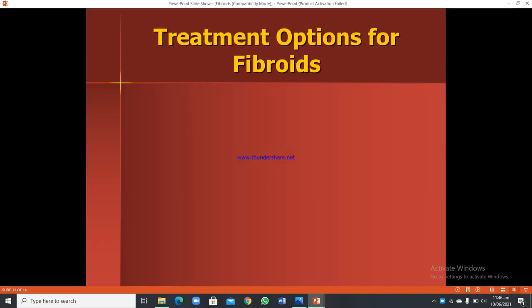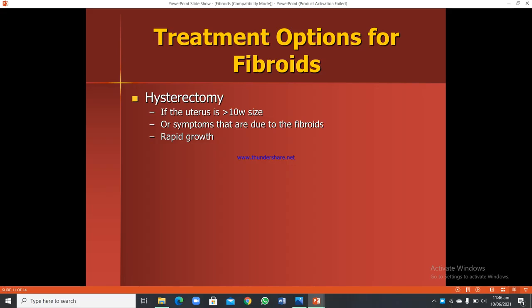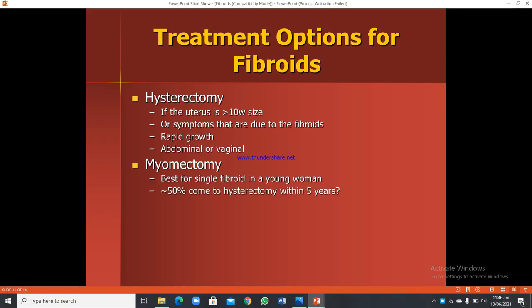Treatment options for the fibroids. Hysterectomy, removal of the uterus, if the uterus is more than 10 weeks or symptoms are due to the fibroids, rapid growth. Abdominal or vaginal hysterectomy we can do. Second option is myomectomy, that is, uterus is preserved but only the myoma, that is fibroid, is removed. Best for single fibroid in a young woman.